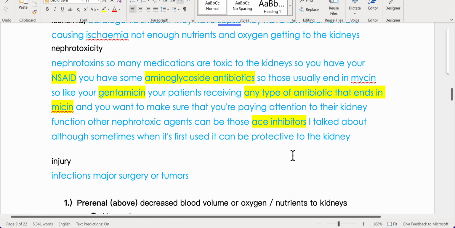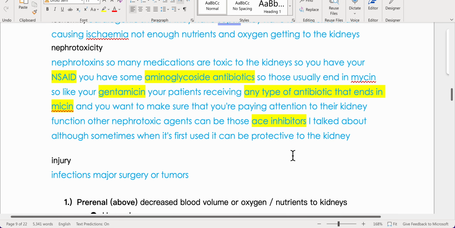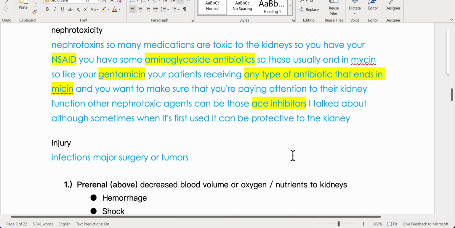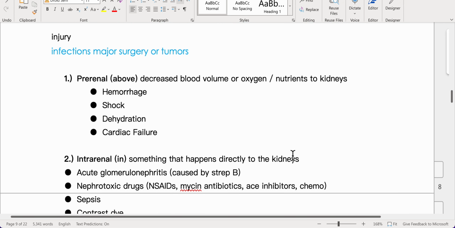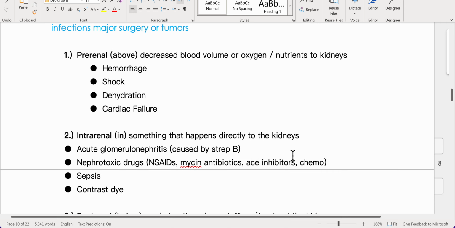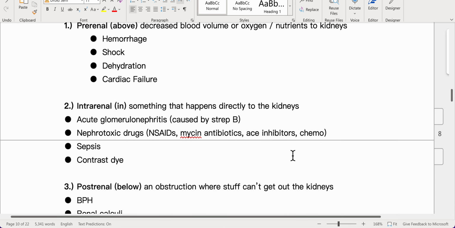Other nephrotoxic agents can be those ACE inhibitors I talked about, although sometimes when first used they can be protective to the kidney. Other causes are injury, infections, major surgery, or tumors. Types: 1. Prerenal, above: decreased blood volume or oxygen and nutrients to the kidneys. Hemorrhage, shock, dehydration, cardiac failure.